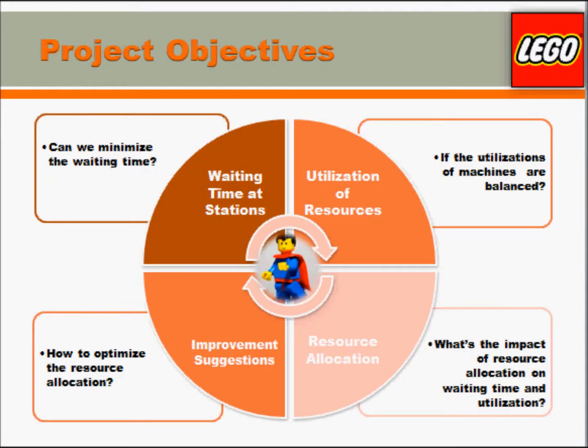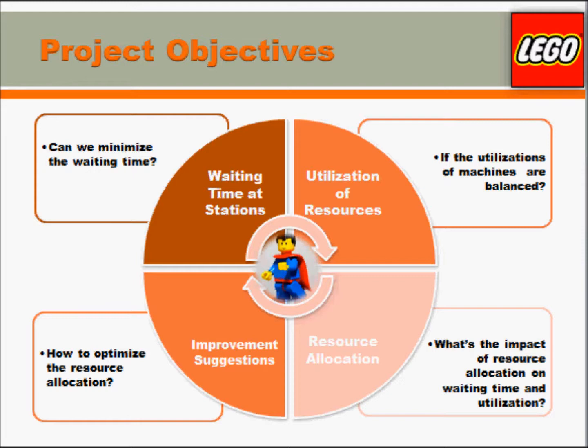The objective of our project can be divided into 4 parts. First, we will analyze the waiting time at every station. We want to see if there is potential to reduce the waiting time. Similarly, we will also analyze the utilization of machines. We want to make sure that machines will not be too idle or too busy.